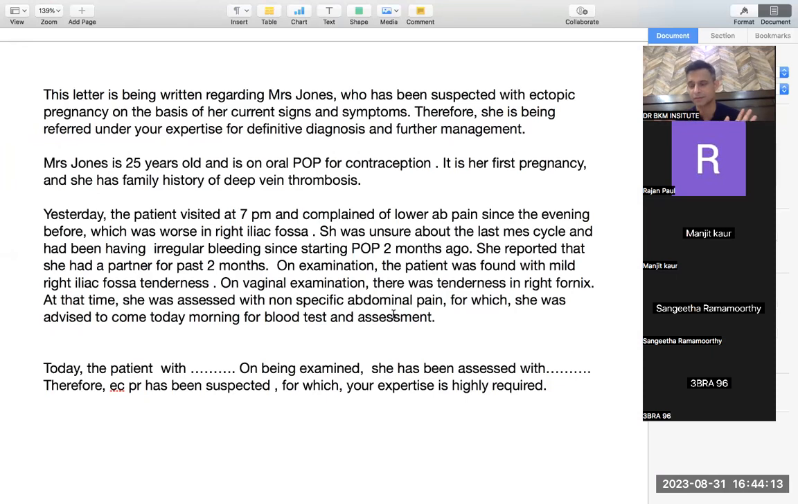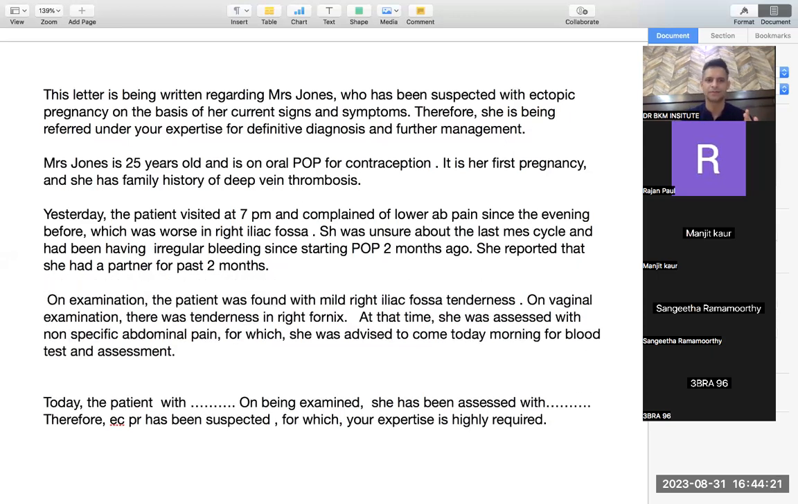Now the only thing that is worrying me is that this paragraph is too lengthy. Okay. Sorted. I mentioned the symptoms separately. I did on examination separately. Sorted. Now it looks not cumbersome, looks balanced.